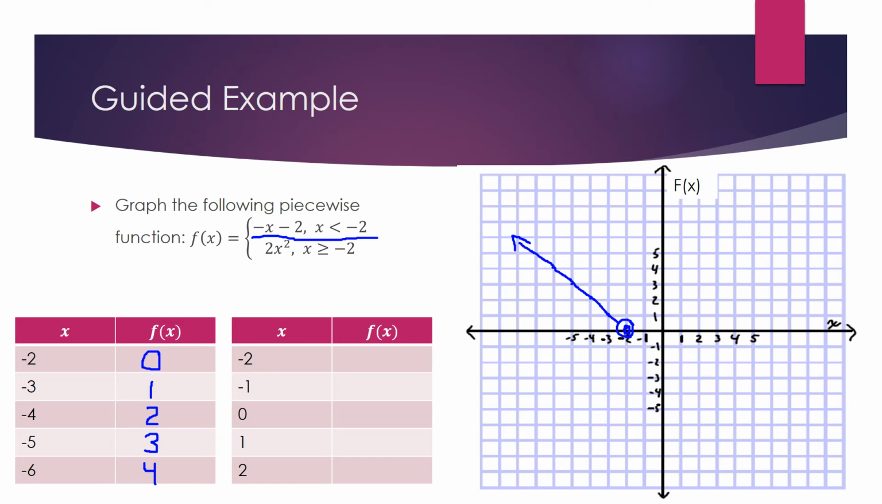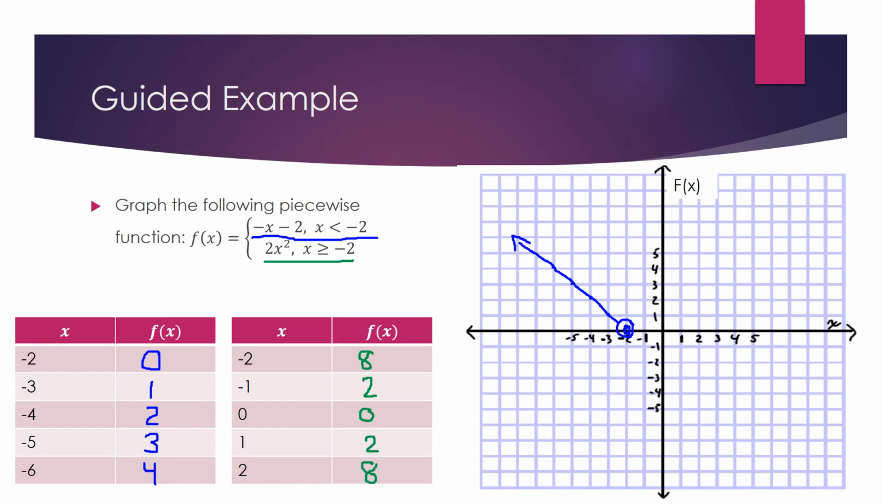Then from the second function, which is 2x squared, when x is greater than or equal to negative 2, we'll plug those values in. So this, in this case, is going to be 8. Then we have 1 squared is 1 times 2 is 2. This is going to be 0. This is going to be 2. And this is going to be 8.